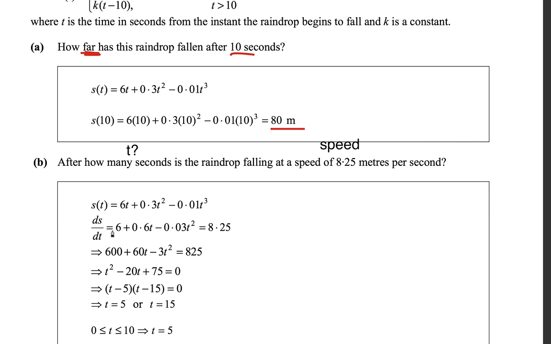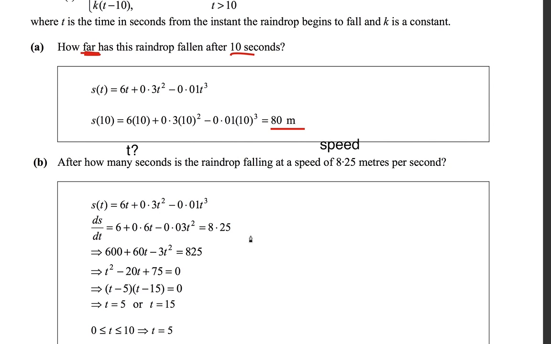So differentiate this to get the speed. So differentiate 6t, you're left with just the coefficient 6, because if you're minusing the power here, it goes to t to the power of 0, which is 1. Multiply by 2 minus the power. Multiply by 3 minus the power. Set that equal to 8.25 and get the value of t. So it's a quadratic, so you'll get two values of t.